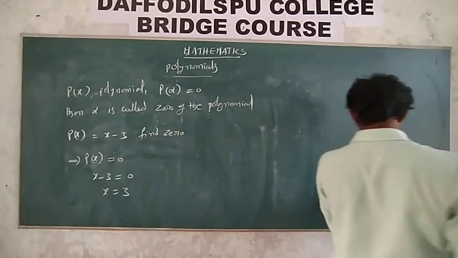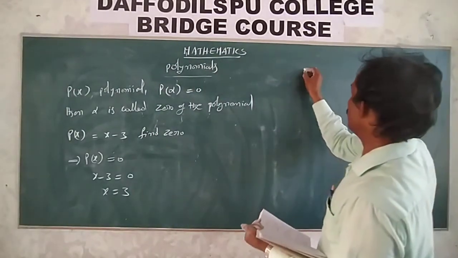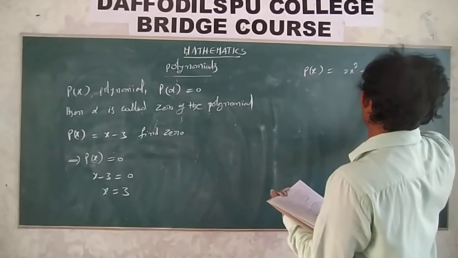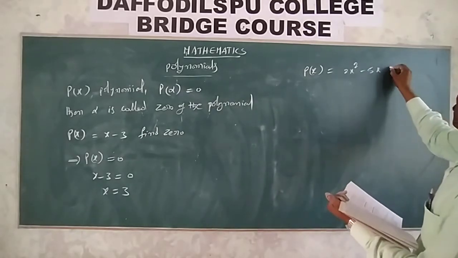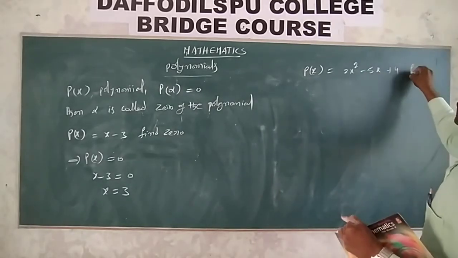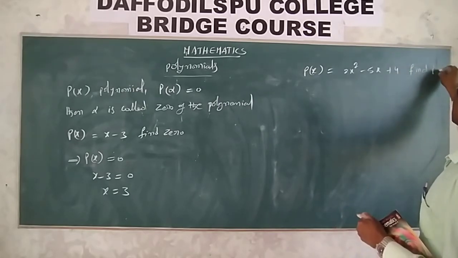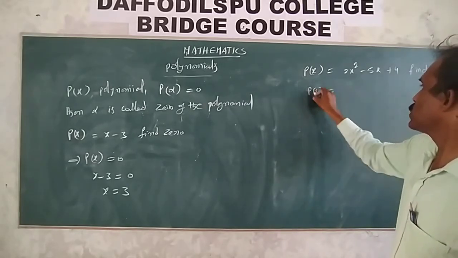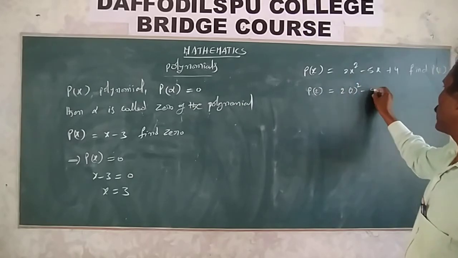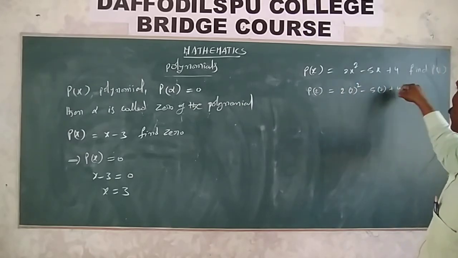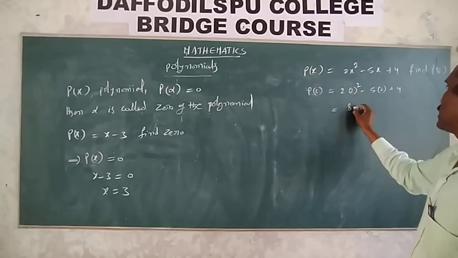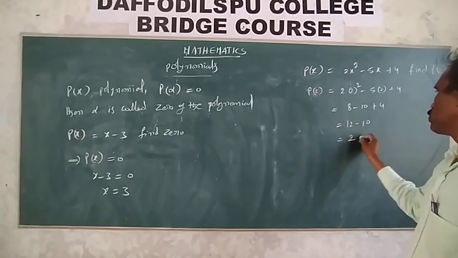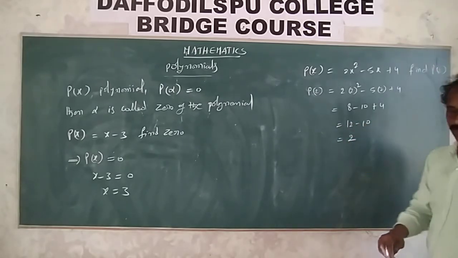Right. And next, one more problem. If P of x is equal to 2x square minus 5x plus 4, find P of 2. What does P of 2 mean? Substitute 2 in this one: 2 into 2 whole square minus 5 into 2 plus 4. What is the P of 2 value? 4 twos are 8, minus 10 plus 4, that is 12 minus 10. This is equal to 2. This is the P of 2 value. Right.